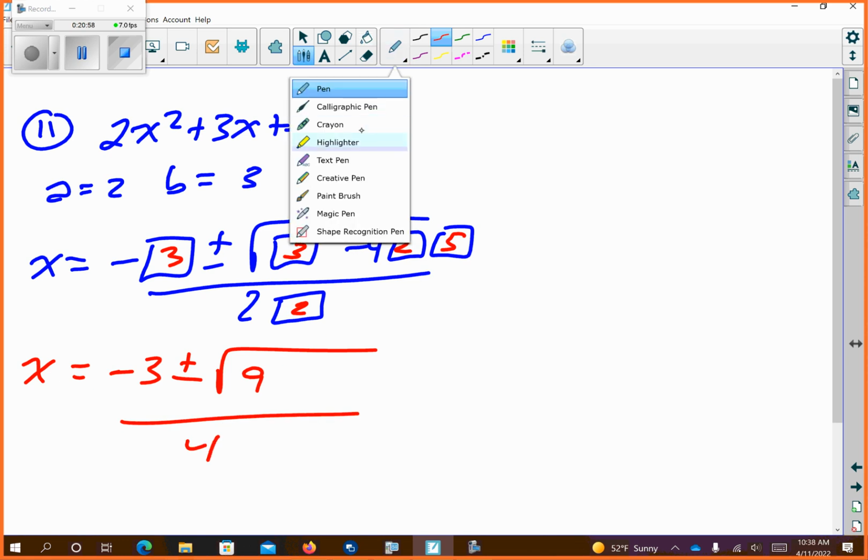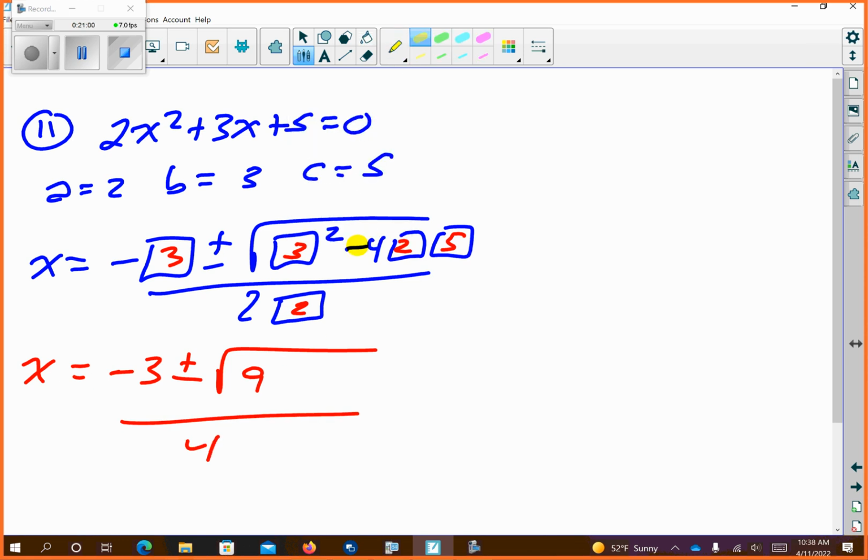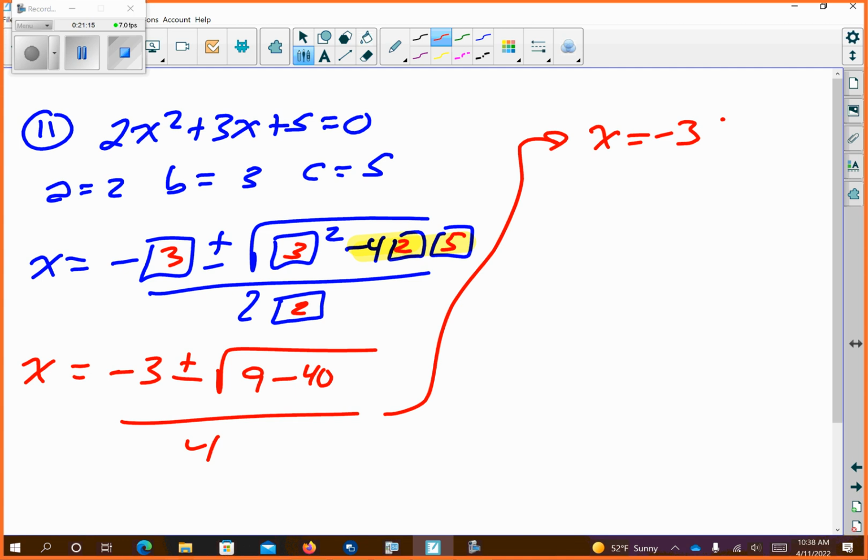All right, let's do the math here. Negative 4 times 2 is negative 8. Negative 8 times 5 is negative 40. All right, so 31 will not break down.